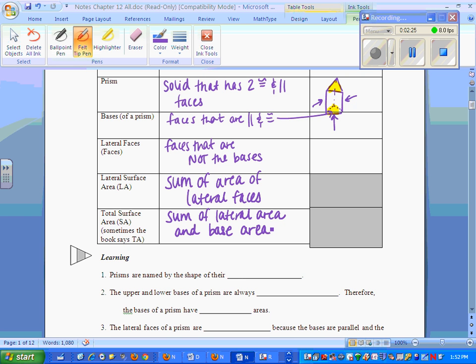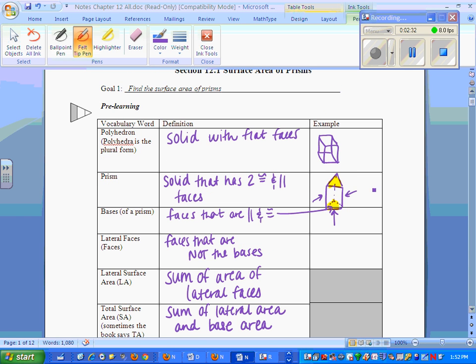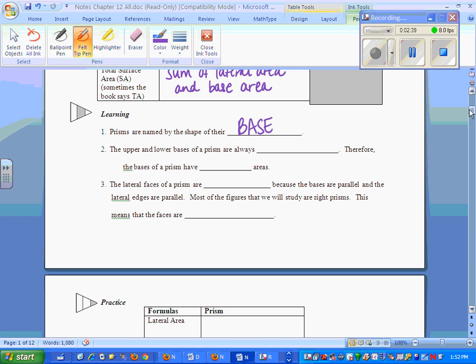Prisms are named by the shape of their base. So we call this a triangular prism. If it was isosceles, we call it an isosceles triangular prism. The upper and lower bases of a prism are always parallel. Therefore, the bases of the prism have congruent areas. Lateral faces are also congruent because the bases are parallel and the lateral edges are parallel.